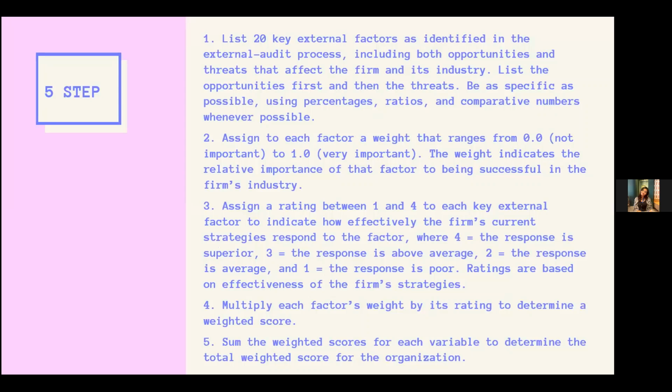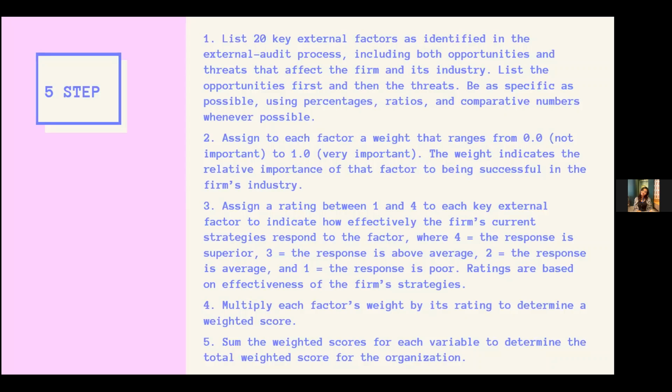So the first step is to list 20 key external factors as identified in the external audit process. It includes both opportunities and threats that affect the firm and its industry. So list the opportunities first and then the threats. Be as specific as you can, using percentages, ratios, and comparative numbers whenever possible, because we want to measure the opportunities and the threats themselves.